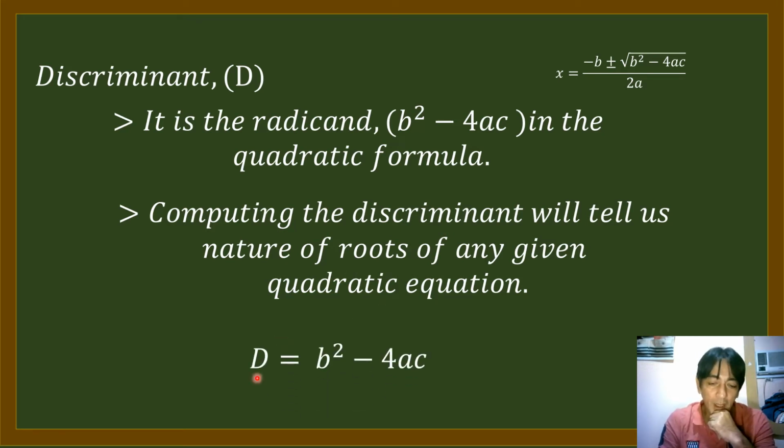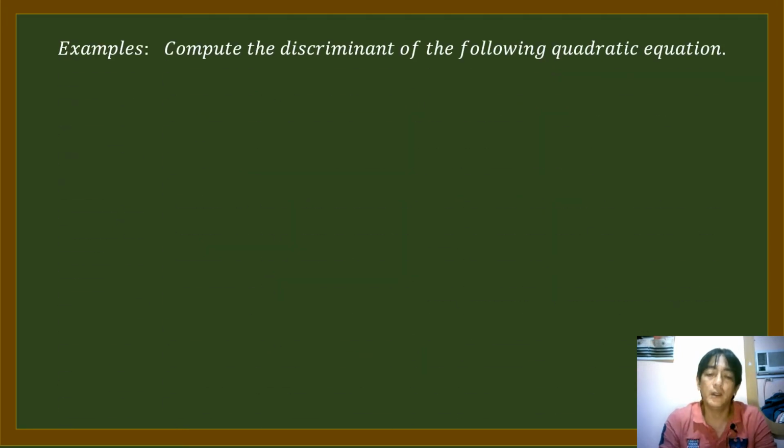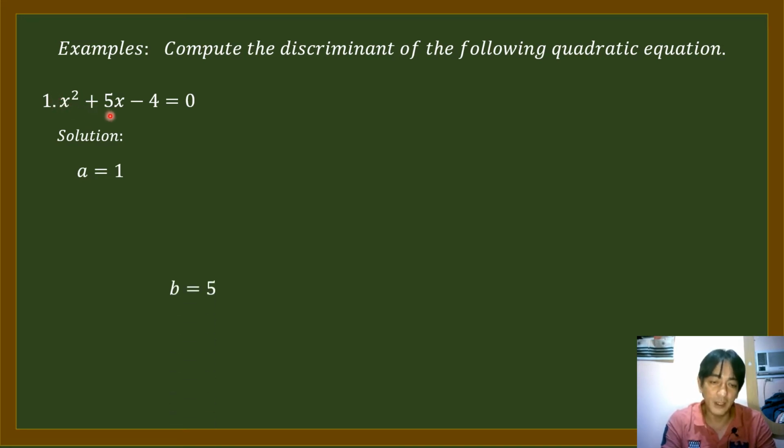So, by formula, D is equal to b squared minus 4ac. Okay, discriminant. So, let us try computing some examples. Compute the discriminant of the following quadratic equations. Number 1, so meron tayong quadratic equation dito na naka-standard form, x squared plus 5x minus 4 equal to 0. So, wala tayong problema sa pag-identify ng value ng a, b, c kasi naka-standard form siya. A is 1, and then, b is 5, and c is negative 4.